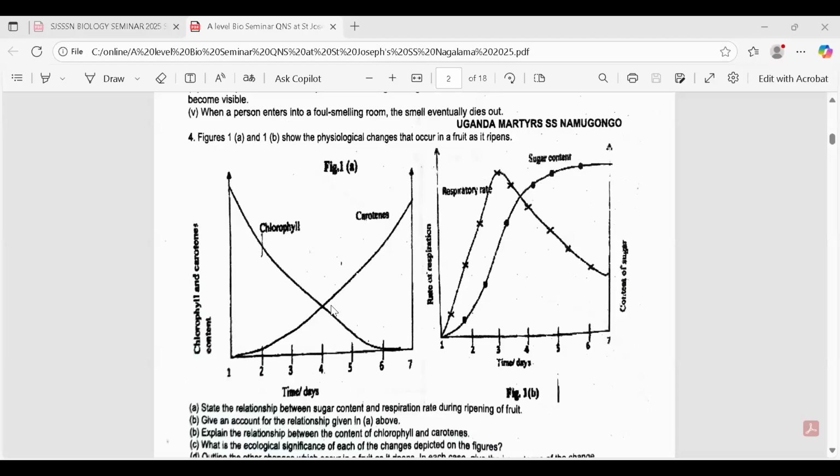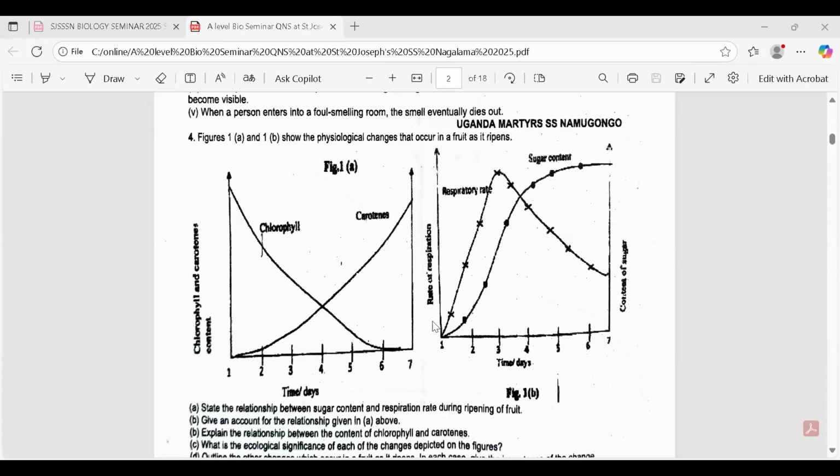So let's account for a relationship in A, where I said you see the chlorophyll is decreasing. There are some people who must mute here. It is these people. Oh, Butogota. Butogota, mute. Good.